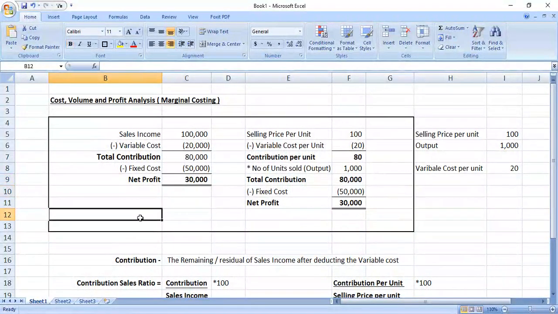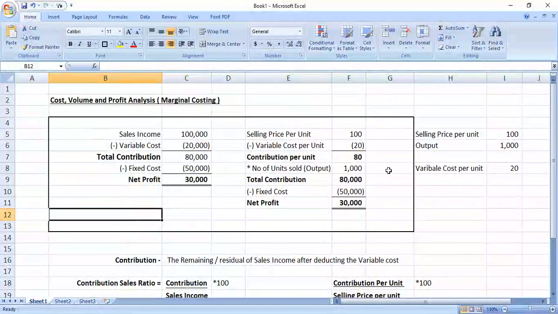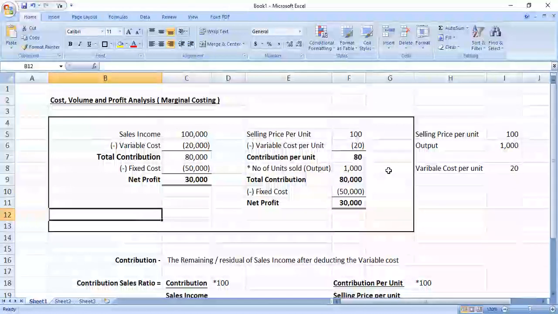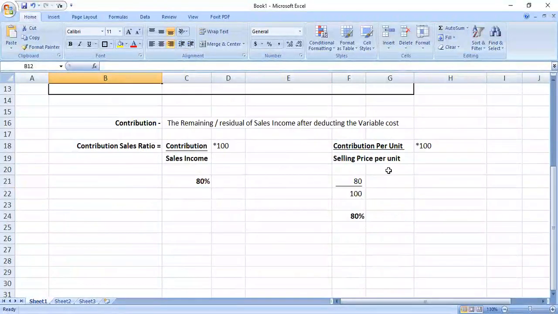Guys, understood? Any question? Now this is the format you have to learn. Simple things, nothing complicated. Then you arrive at the contribution, and then you calculate something called contribution sales ratio, the relationship between the contribution and the sales.